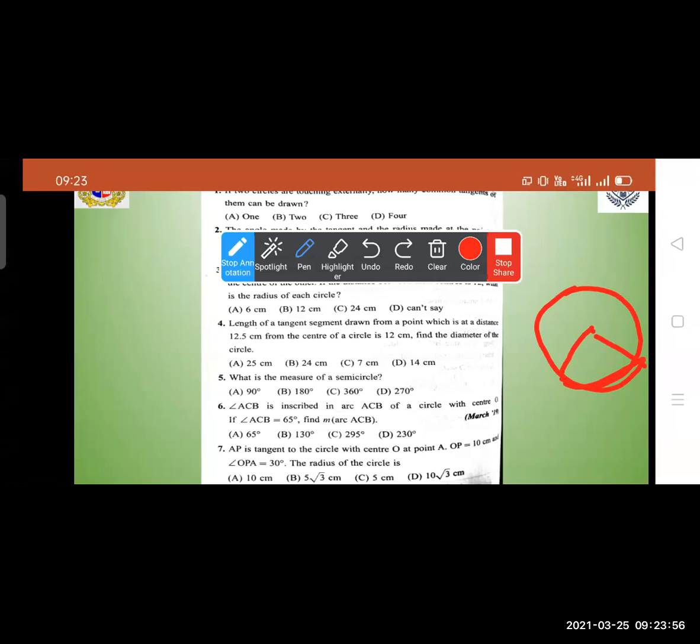So we find here, this one is 65. We find this side. So how we find? 360 minus 65. So 360 minus 65. So you will get 230.